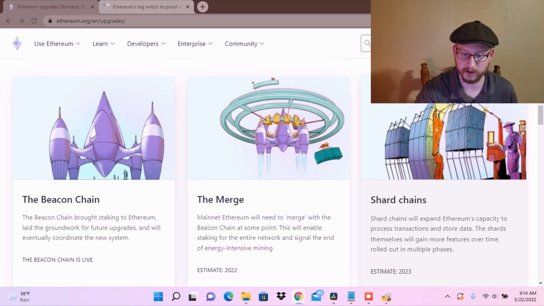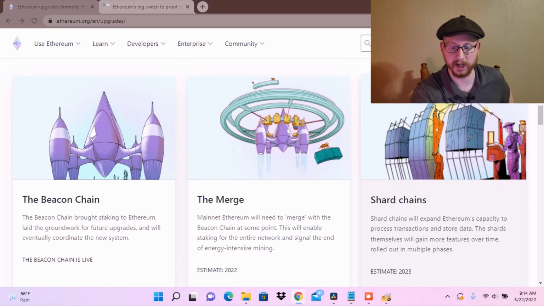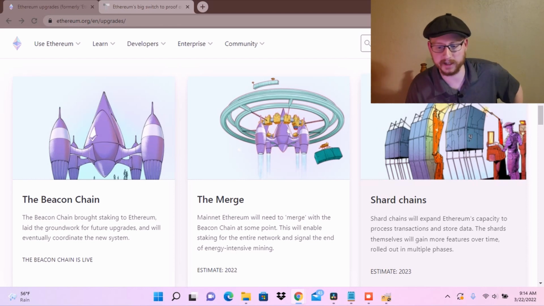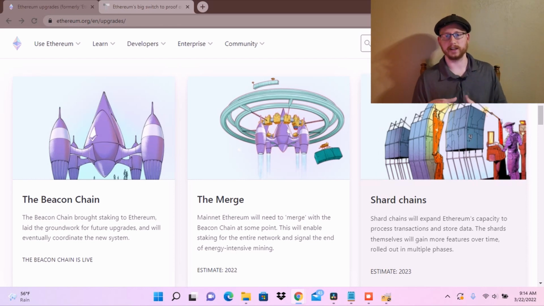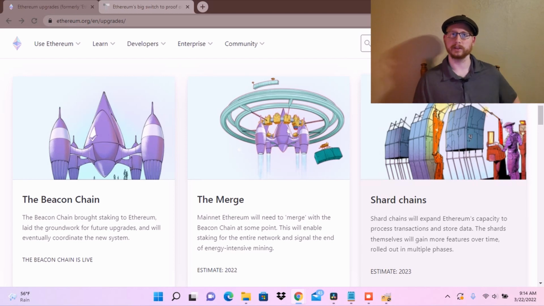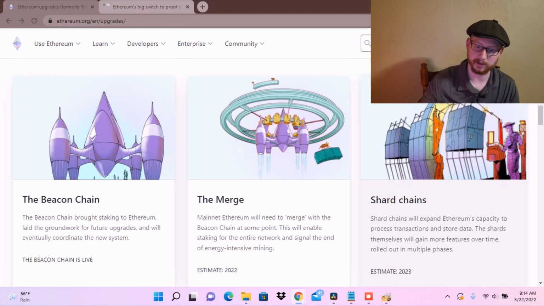So there's three stages. This beacon chain is already live. The beacon chain brought staking to Ethereum, laid the groundwork for the future upgrades, and will eventually coordinate the new system. So to my understanding, basically, everything's kind of prepared. It's kind of laid out parallel to the chain that's already done. So basically, it just needs to be merged over, which is estimated this year.